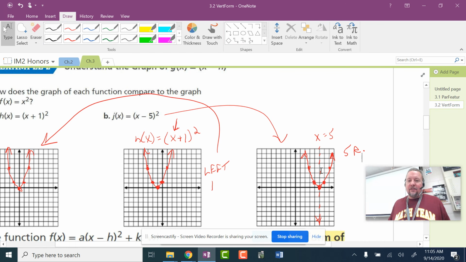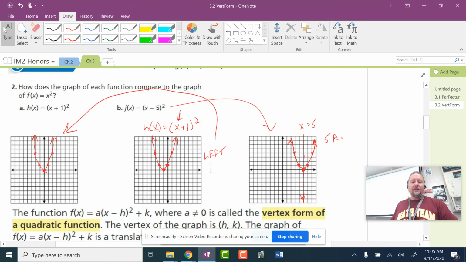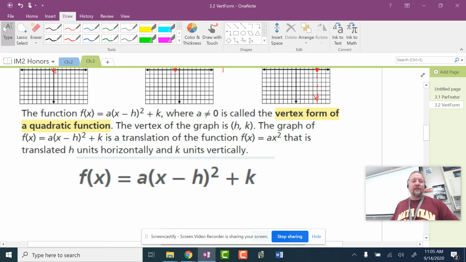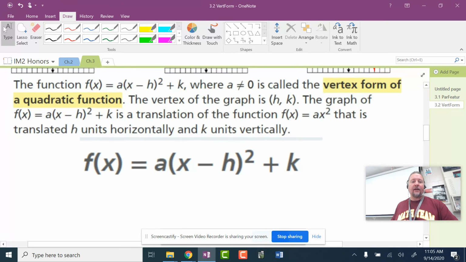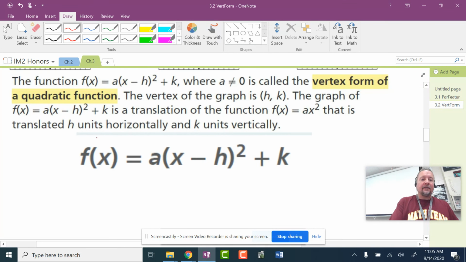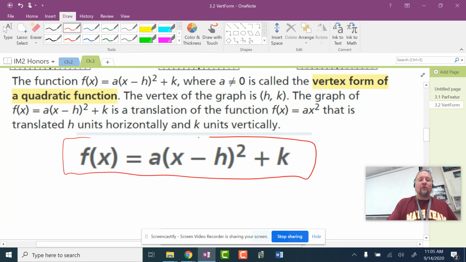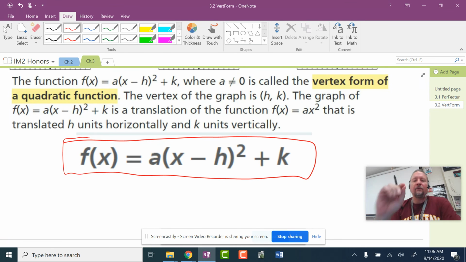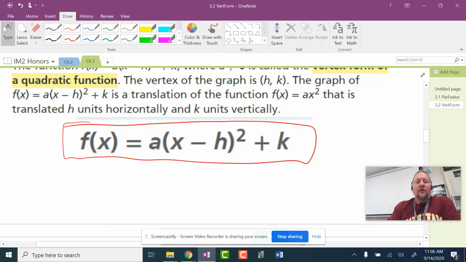Okay, so here's the kicker. And here's where we get this all synthesized. Feel free to not write all this stuff. I'm going to write it right underneath this. This is vertex form. And you need to have this memorized. There are going to be 2 other forms of quadratics that give up different attributes of the quadratic. They will all graph the same, except there are different approaches. Do put this in here.